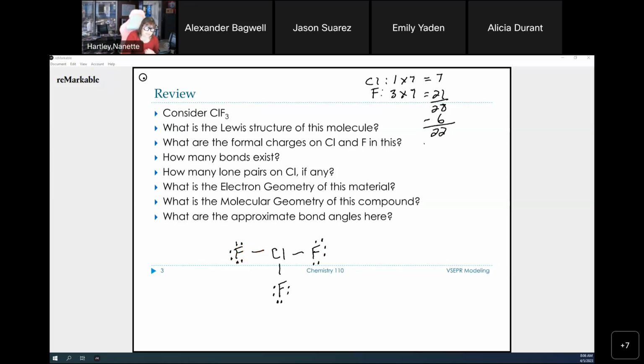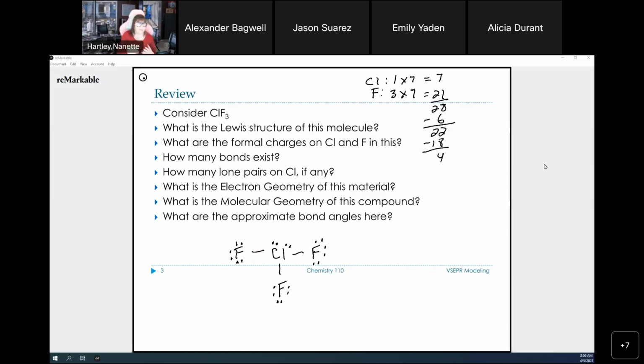6 times 3 is 18. So that means that I have 4 electrons that are left that still need to be distributed in this molecule. Okay. If I take a look at that, then what I can find is that those 4 electrons go on my central atom. So I put them here and here.